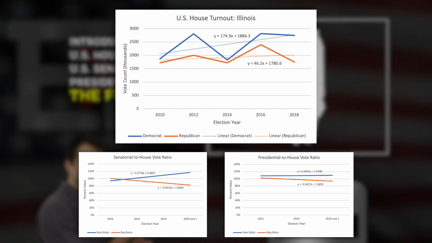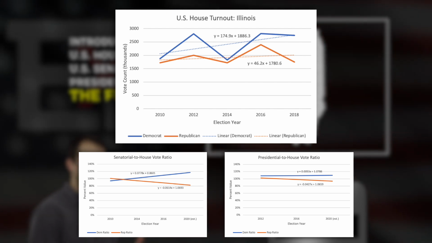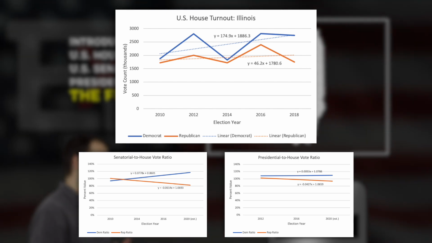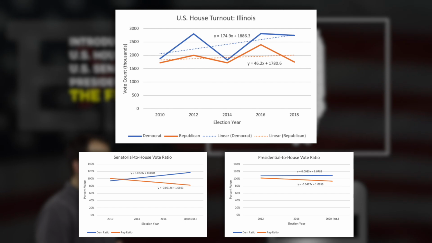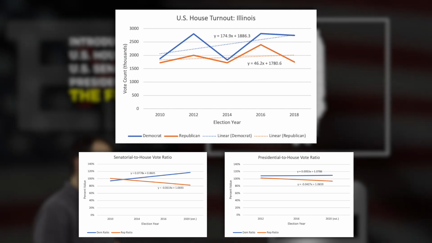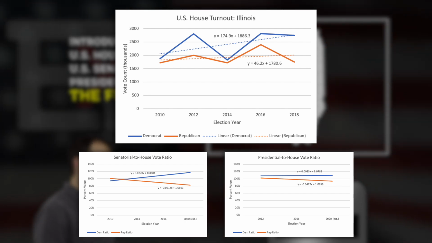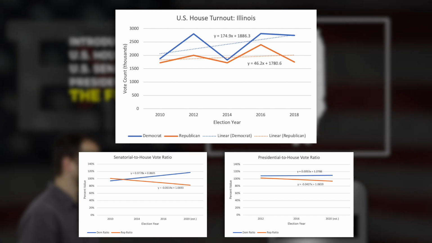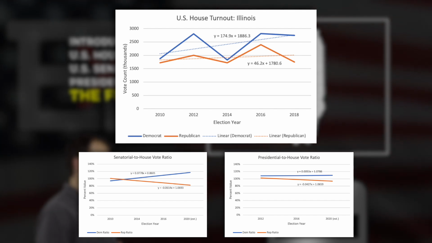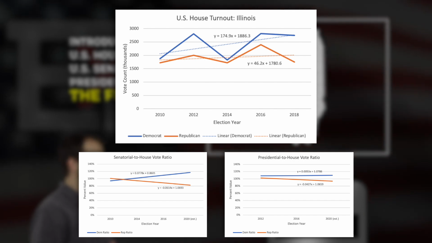174,900 more votes than they received 2 years prior, whereas Republicans have received 46,200 more votes than they had 2 years prior. Now, this is for House candidates, remember, but it's a pretty good picture of how the state is trending politically, I think, when we see a slope value that is much greater, about 4 times greater for Democrats than it is for Republicans.